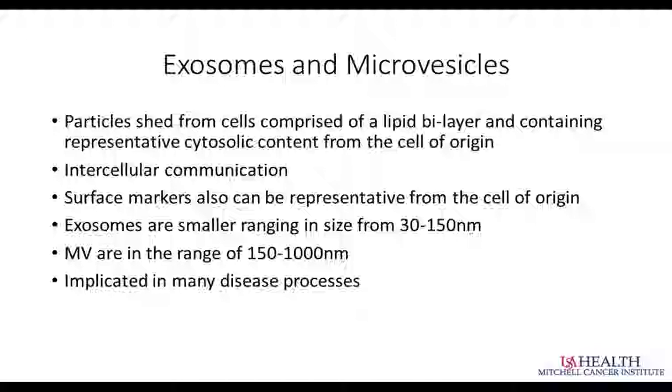We generally consider exosomes to be the smallest of these particles, ranging in size from 30 to 150 nanometers. The next larger portion of this fraction of vesicles are what we call MVs, or just microvesicles, and those are going to range in size from about 150 to 1,000 nanometers.